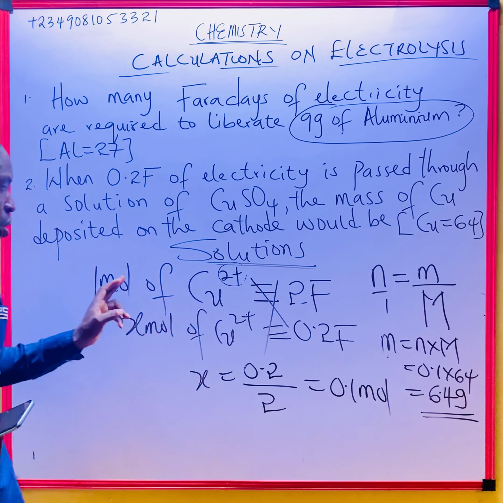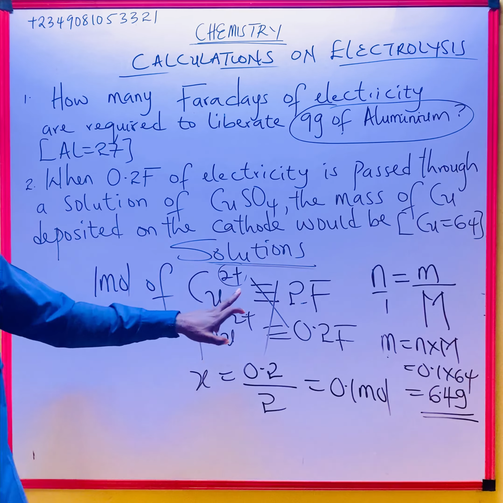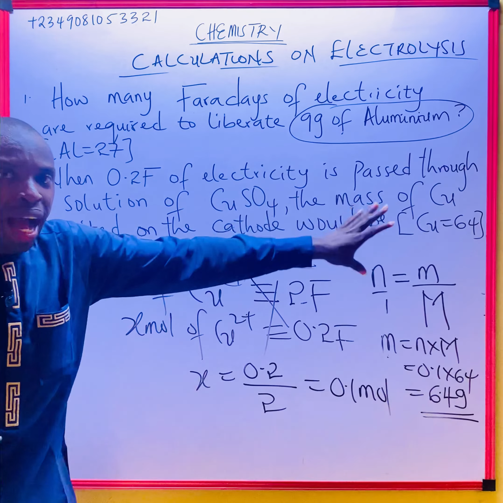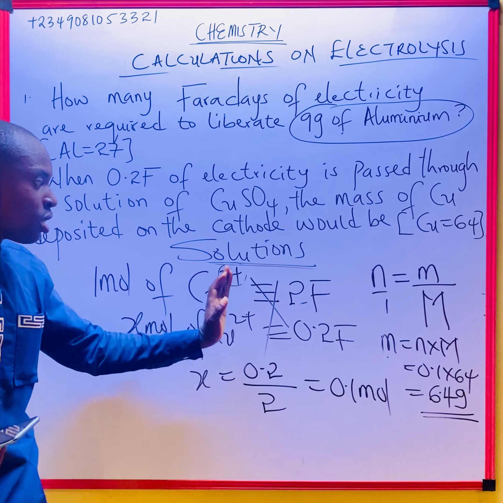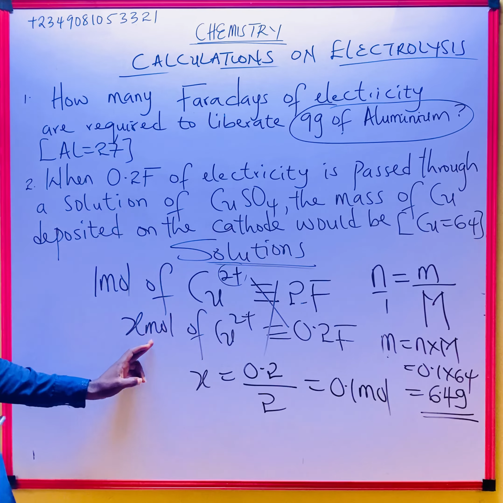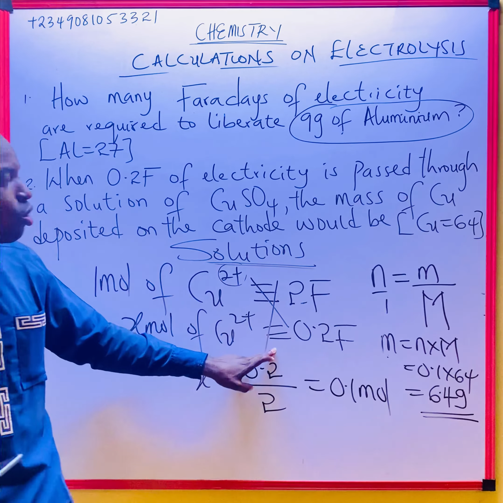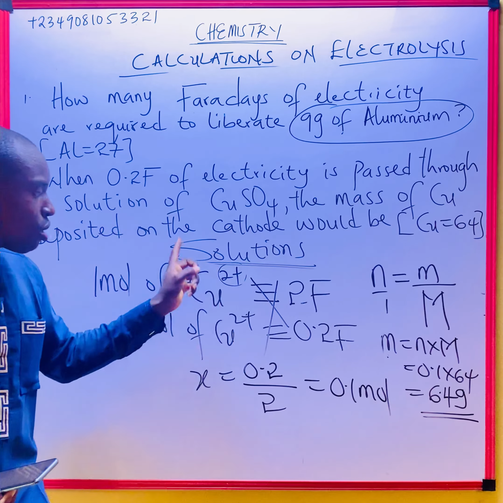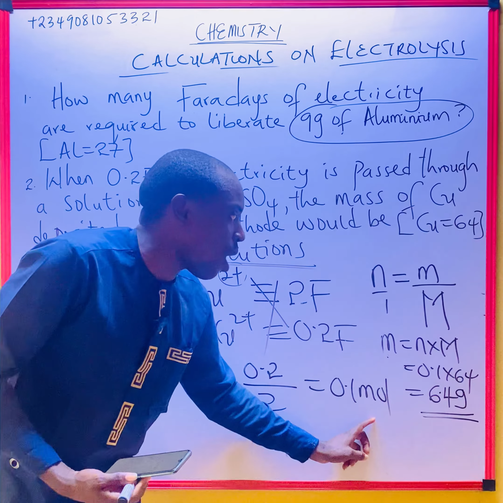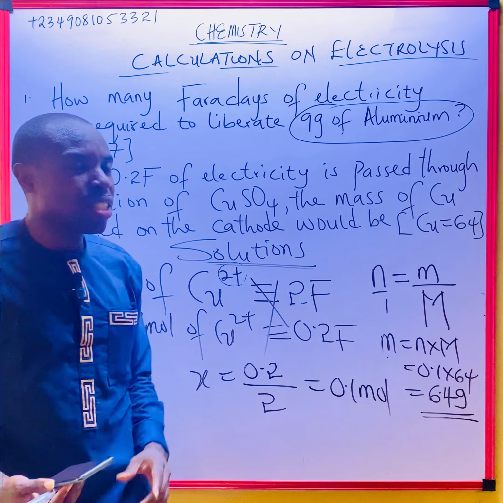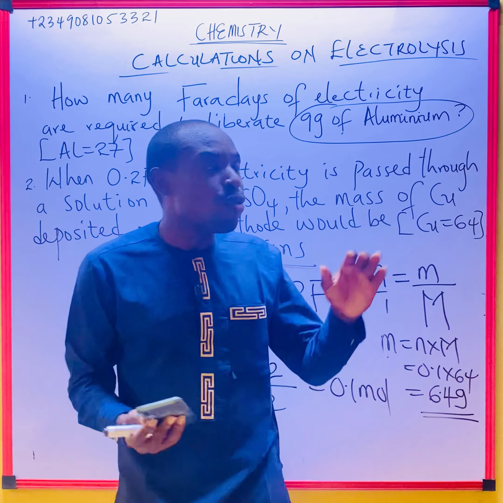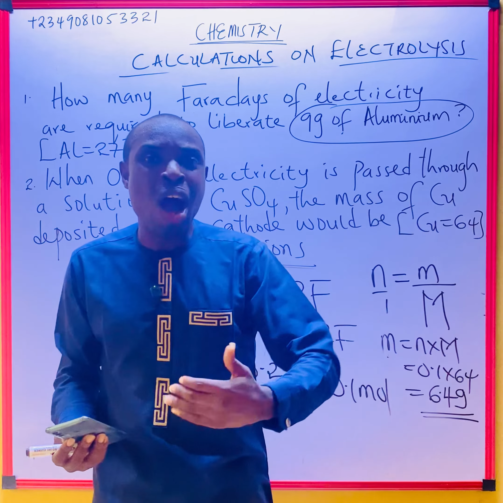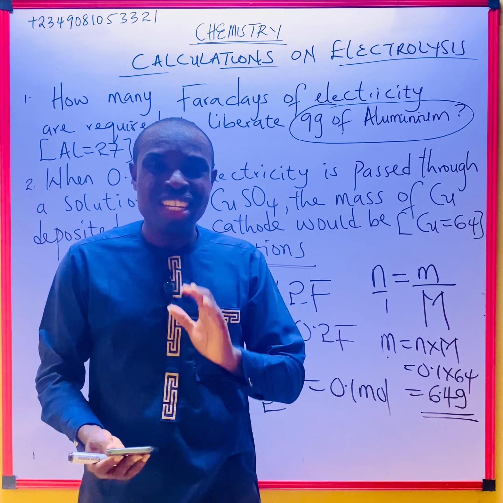Very, very simple. 1 mole of copper 2 ion is equivalent to 2 farad from the statement of the copper. The x mole of copper 2 ion is equivalent to 0.2 farad from what we are given. Just cross multiply, you get 0.1. I'm looking for the mass, just do it. And that is all. Now this is phase 1 of this question. We will move to another case study of the calculation.